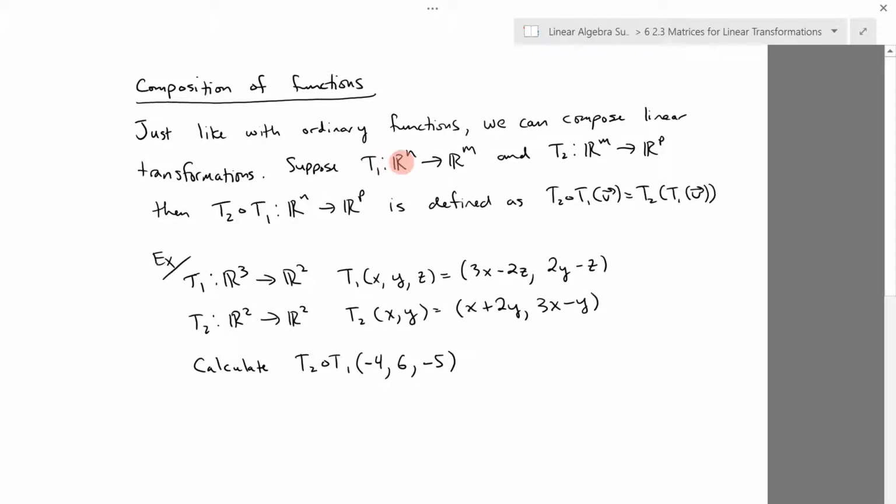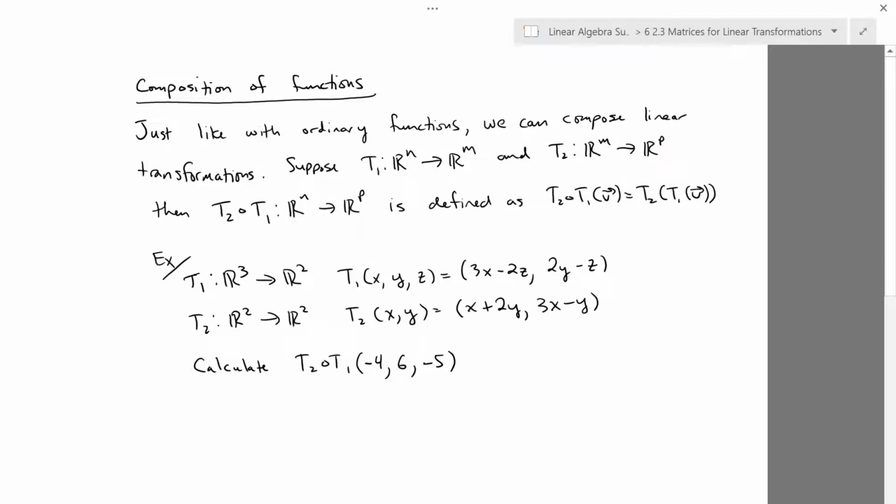If we have these two linear transformations, we can compose T2 with T1, where the domain is the domain of T1 and the codomain is the codomain of T2. The composition is defined this way: given a vector in Rn, we first apply the transformation T1, and then the output of that is transformed by T2. In function notation, the order is inside out, so T1 is applied first, and then T2 is applied.